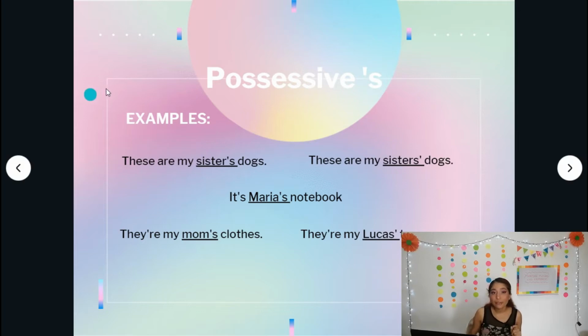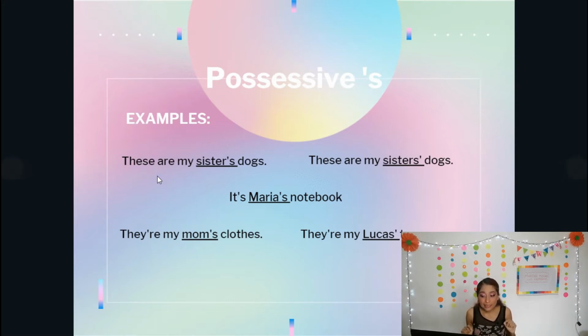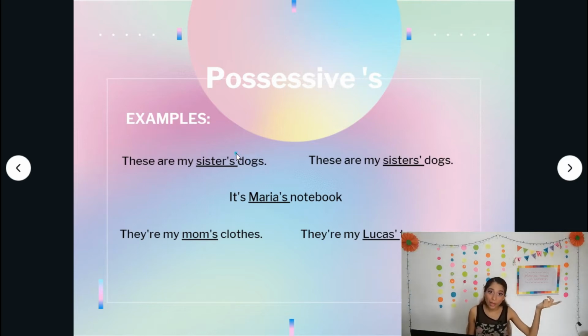Some examples that I wrote for you today are these. This is my sister's dog. This means that I have only one sister and the dog belongs to my sister, ok? Este es el perro de mi hermana, ok?